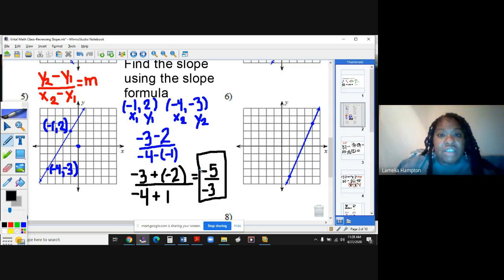a positive answer. But remember, you do not have to convert your fractions into decimals as it relates to slope. You want it to be in a fraction, and you want it to be either positive or negative. And it's okay to have whole numbers too. But you really want to keep your slope in a fraction or a whole number. Don't convert it to a decimal. Okay, don't do that. All right.